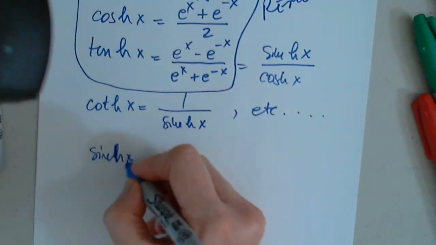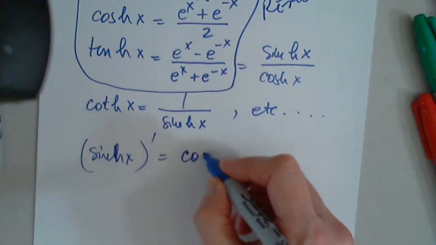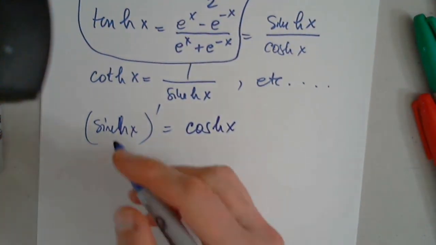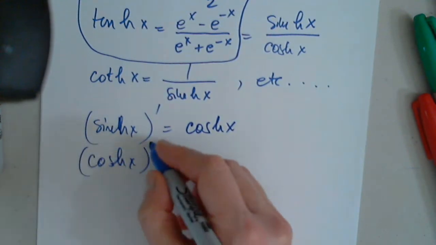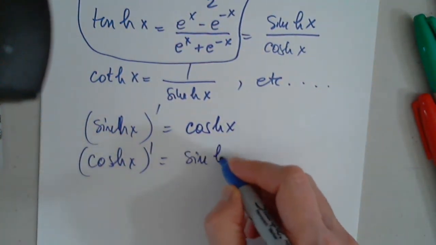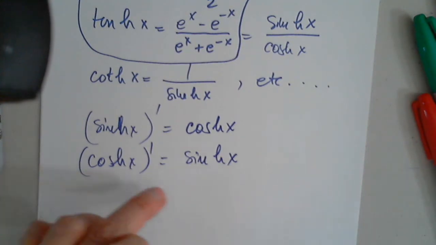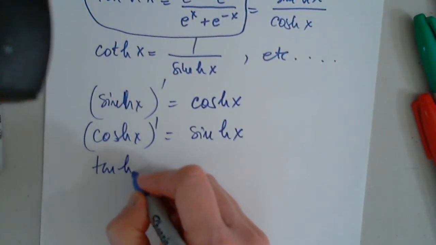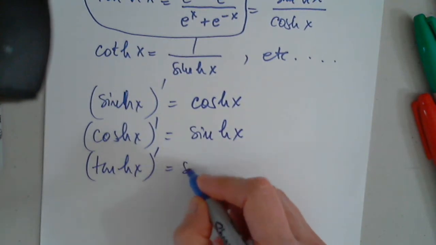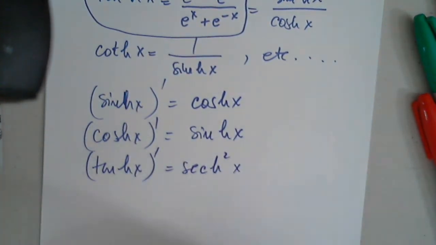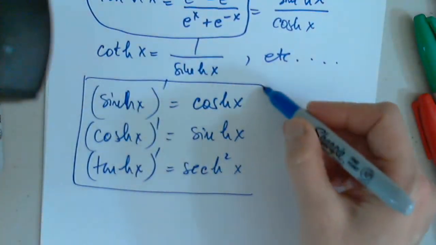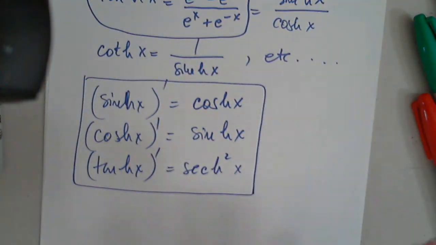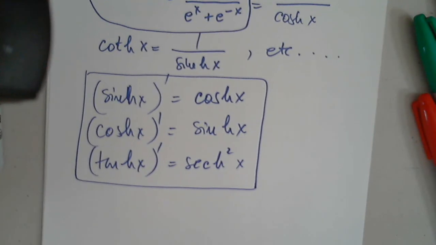And hyperbolic sine prime, which is hyperbolic cosine. And now even easier, hyperbolic cosine prime is also positive. Not like cosine prime would be negative sine, right? But here they're both the same. And hyperbolic tangent, same thing, hyperbolic secant. That's all I'm asking. Of course, they have inverse hyperbolic functions. No, we can use tables for those. That's all I'm asking you to remember.